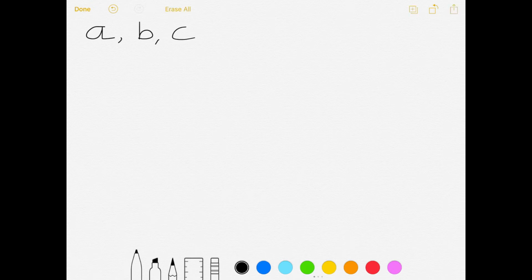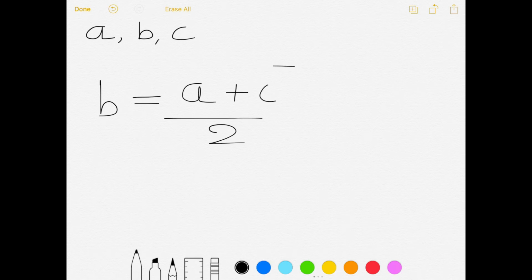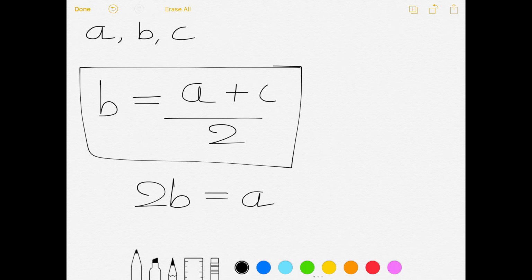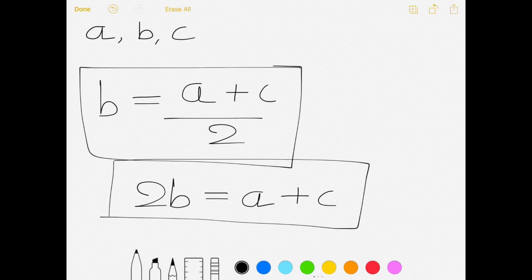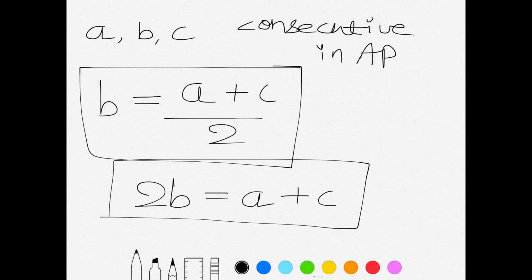then इसके लिए एक फॉर्मूला है जिससे आप मिसिंग टर्म फाइंड कर सकते हो. It looks like this: B equals to A plus C divided by 2, या तो फिर 2B is equal to A plus C. ठीक है, this is the formula when we have three consecutive terms in an AP. ठीक है, आपको AP में 3 consecutive terms दिए गए हैं, तब आप ये फॉर्मूला लगा सकते हैं.